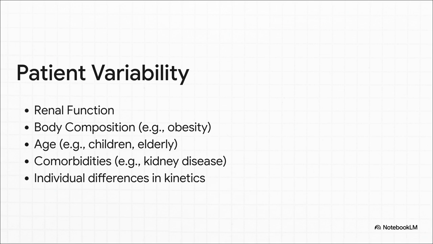Trying to stay in that narrow window is so hard because every patient is a completely unique pharmacokinetic universe. Their kidney and liver function, their body composition, their other illnesses, even their genetic code. All of it dramatically affects how they handle a drug.